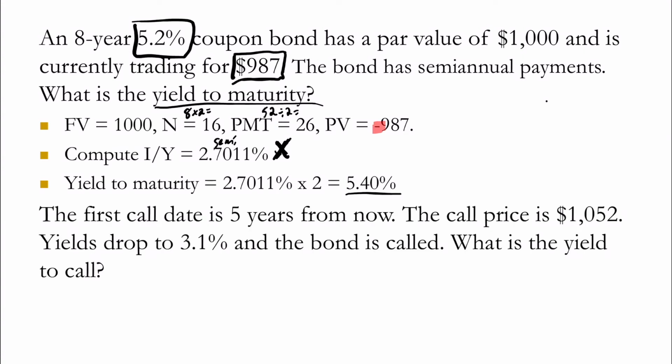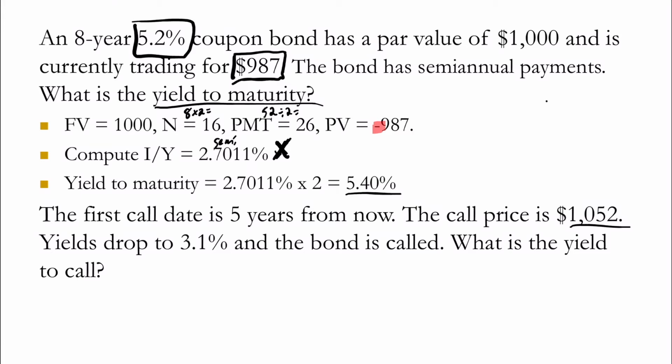So now let's say that this first call date is 5 years from now. In the bond's indenture, the contract, it states that on this 8-year bond, they cannot exercise a call for the first 5 years. After 5 years, there's a call provision in which they can call the bond for a price of $1,052. The yield actually drops to 3.1%, which is when a call provision would be exercised. The going rate decreases, bond prices go up, and the bond is actually called.